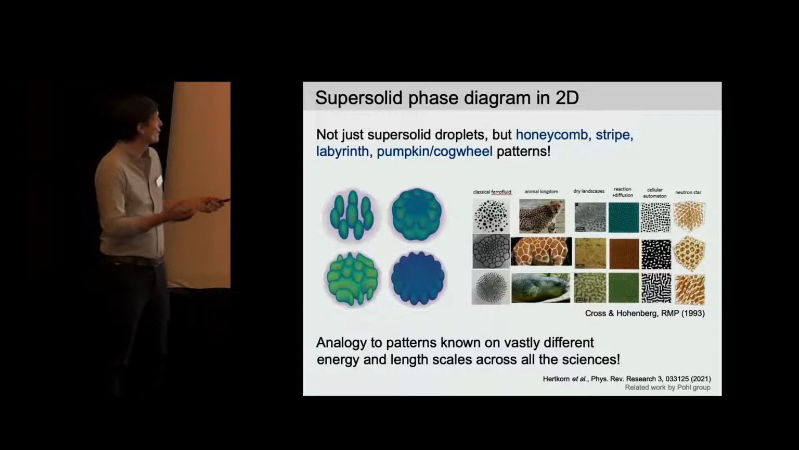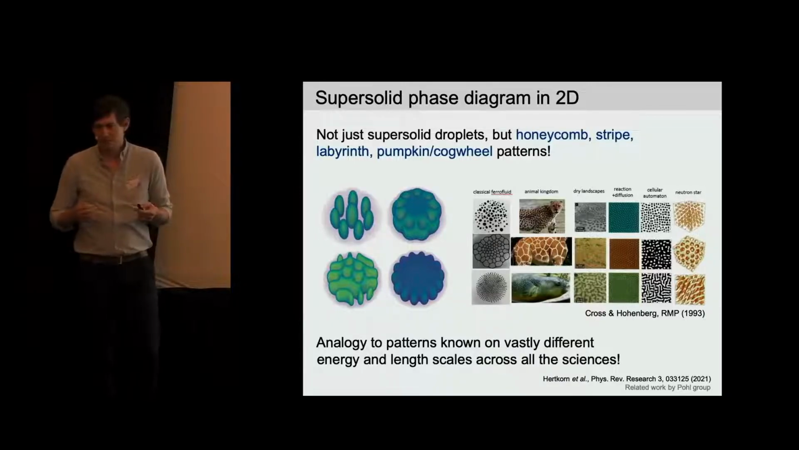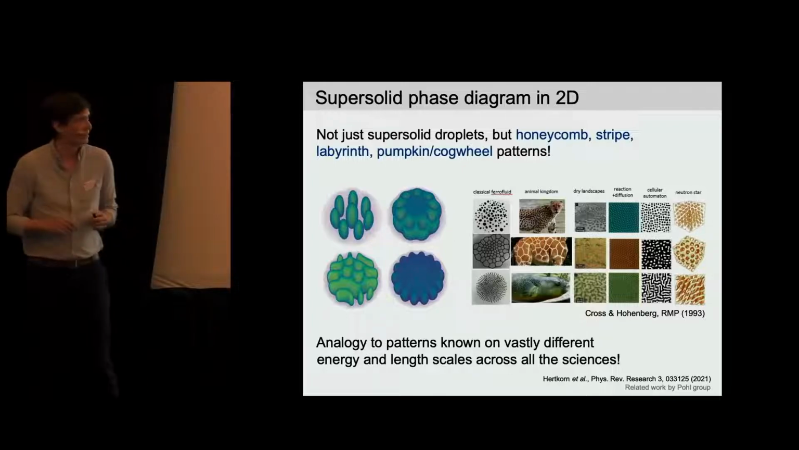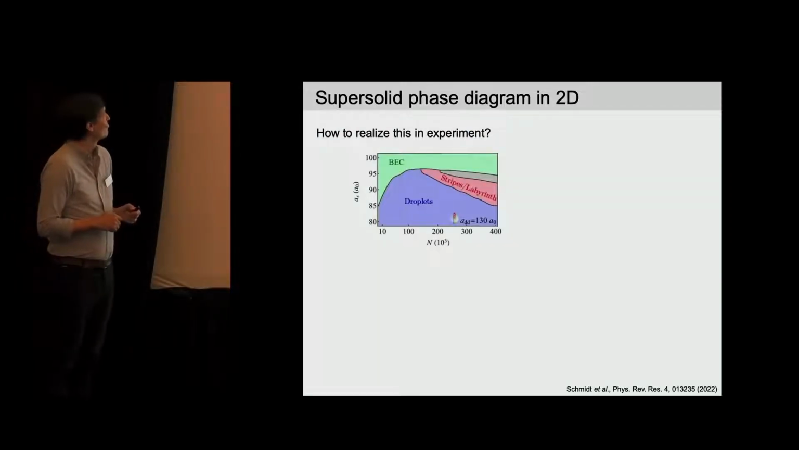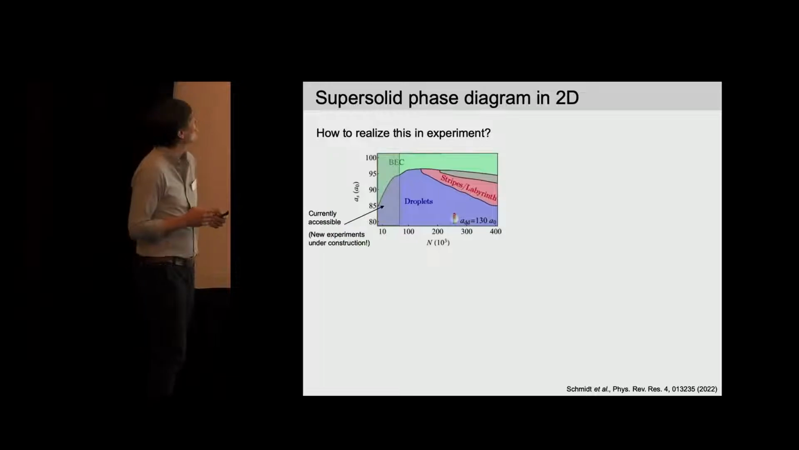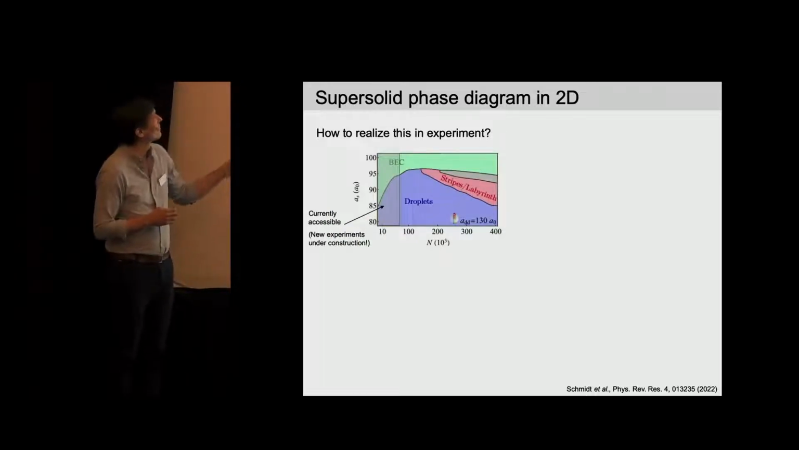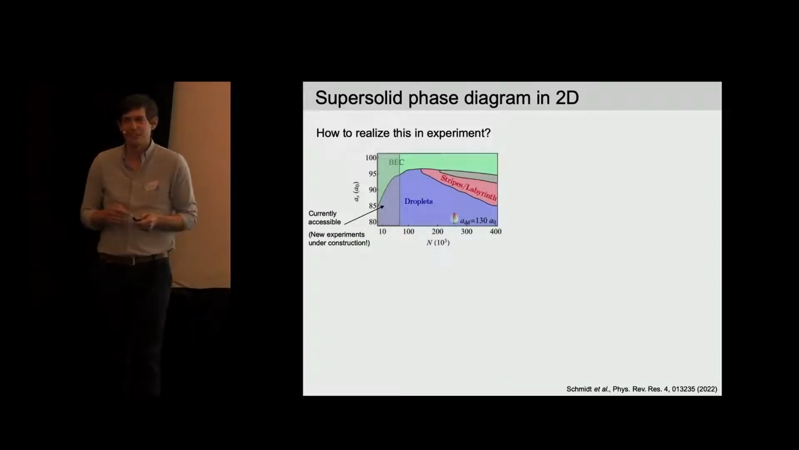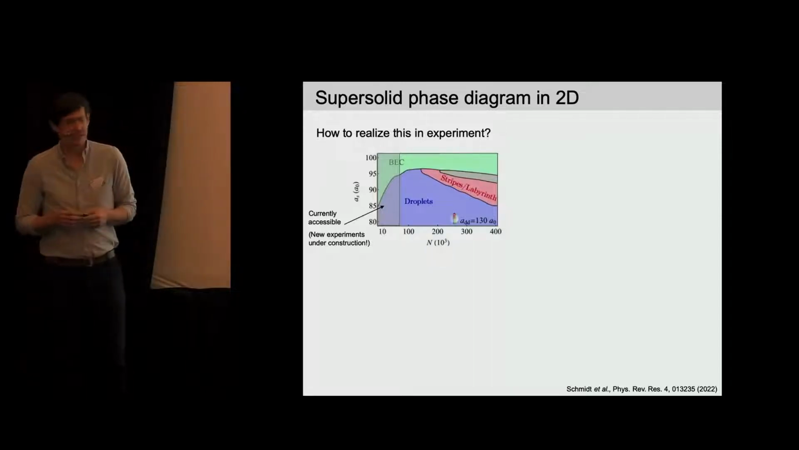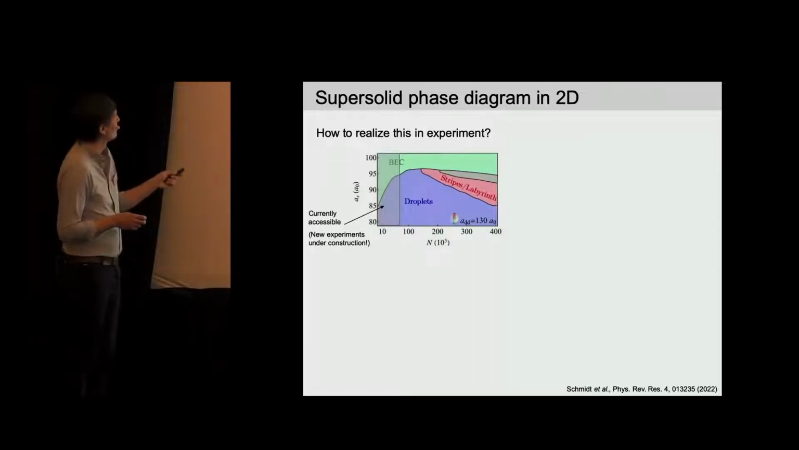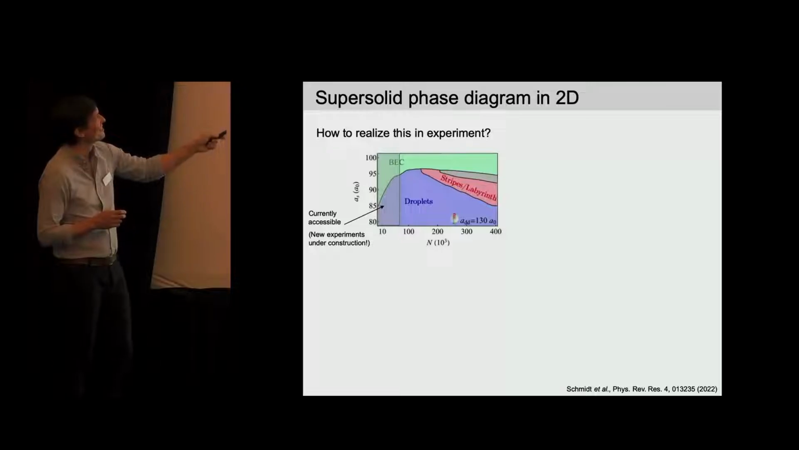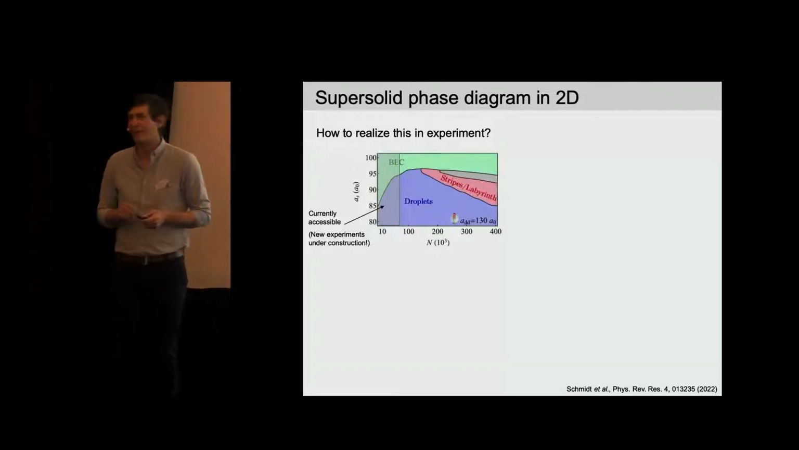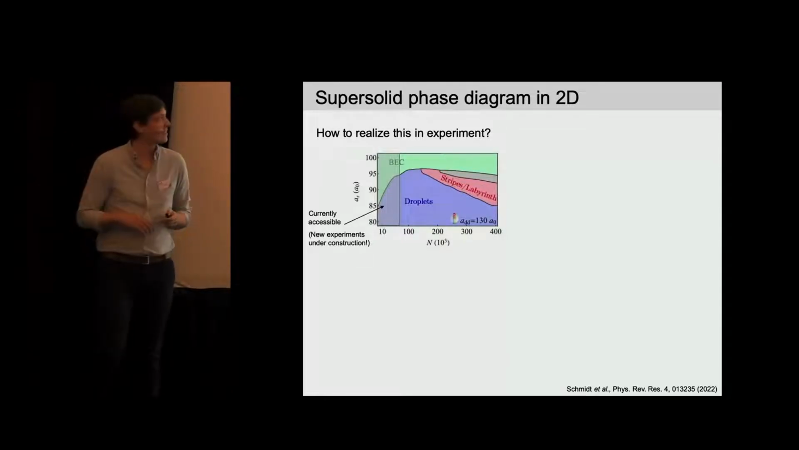So that's very interesting, and here is now a system where you can really have tunability and everything to look for this. The problem is if you calculate the phase diagram, this is the region that we can currently explore in experiments. You see again, we need more particles, and there are new experiments under construction to actually reach these interesting states, not only in our group, but in several labs.